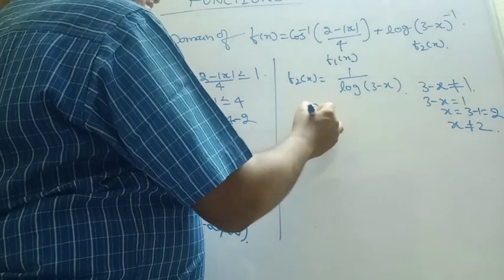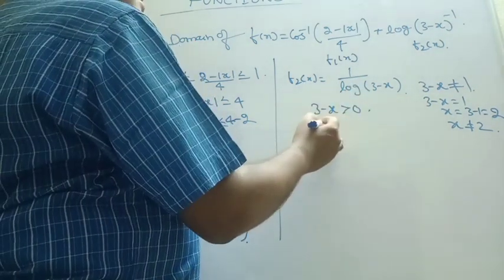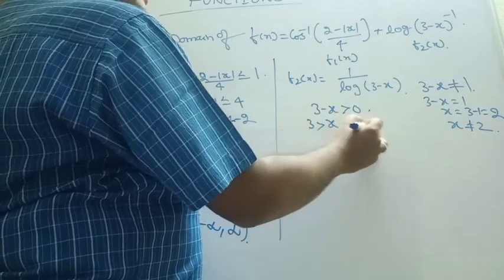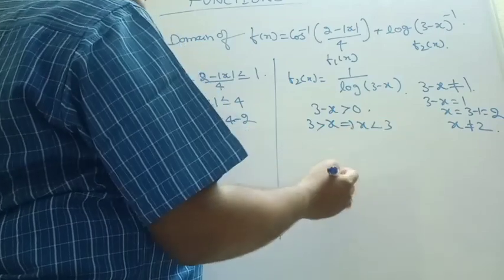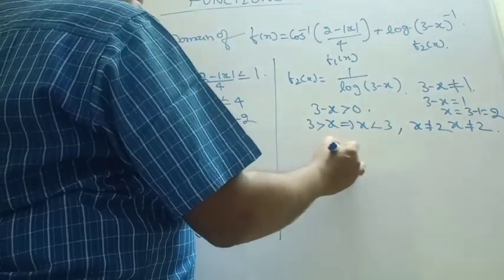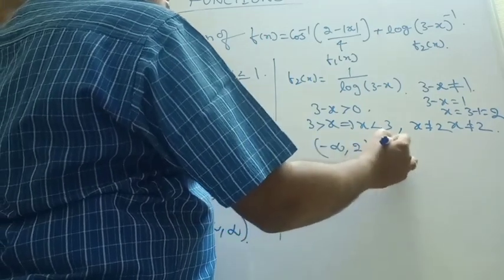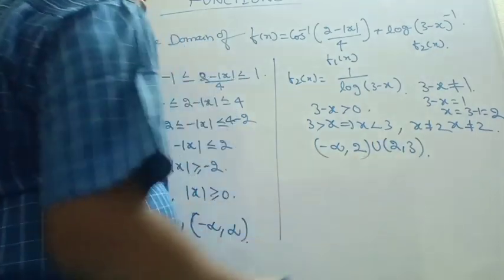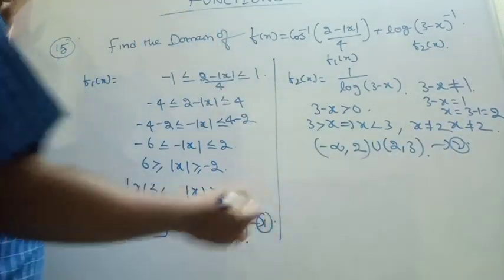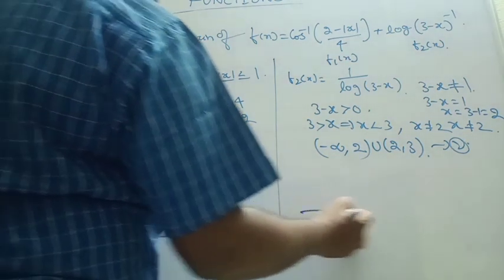And also 3 minus x is greater than 0, like this. That means 3 should be greater than x, so x is less than 3. x less than 3 and x is not equal to 2. That means minus infinity to 2 union 2 to 3. We have this as set 2, and the earlier one is set 1. Now let us take the common part of these, of course.